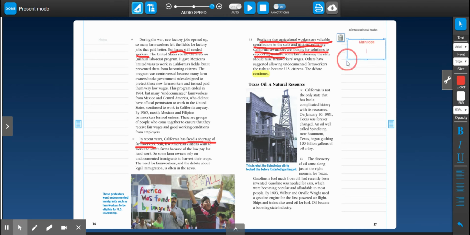Based on what we have read in this section, I am going to say, due to the various events, different groups of people have become farm workers in California over the years.